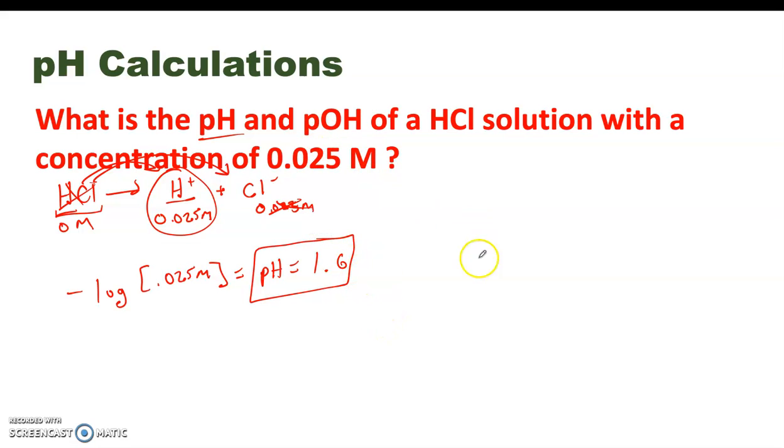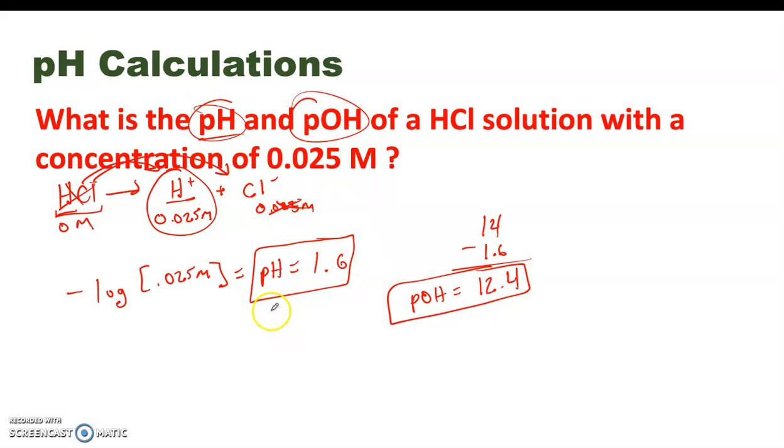Now to find the pOH, I just go 14 minus 1.6, and that equals my pOH, which is equal to 12.4, seems right. Did that one in my head, so if I screwed it up, you can correct me in class. I think that's good. So all it asked for was the pH and the pOH, so I got both those. I'm good to go on this problem.